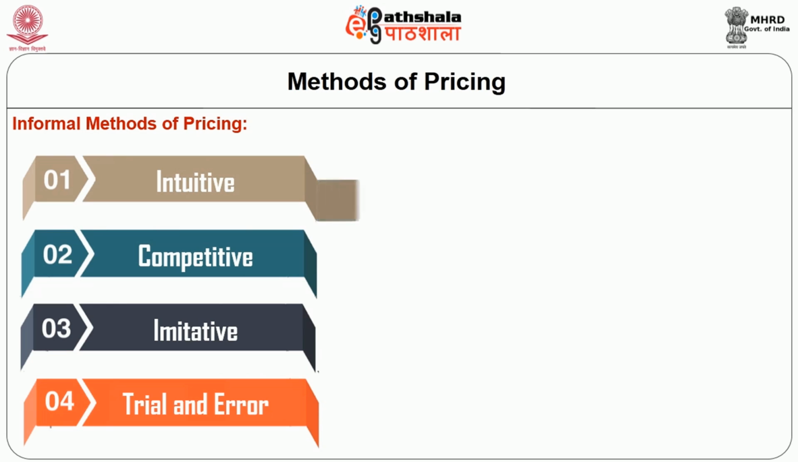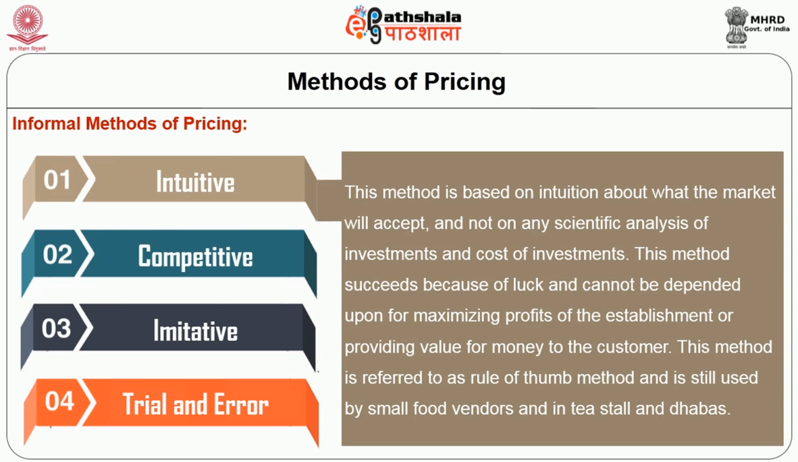Intuitive. As the name suggests, this method is based on intuition about what the market will accept and not on any scientific analysis of investments and cost of investments. This method succeeds because of luck and cannot be depended upon for maximizing profits of the establishment or providing value for money to the customer. This method is referred to as the rule of thumb method and is still used by small food vendors and in tea stalls and dhabas. Competitive.